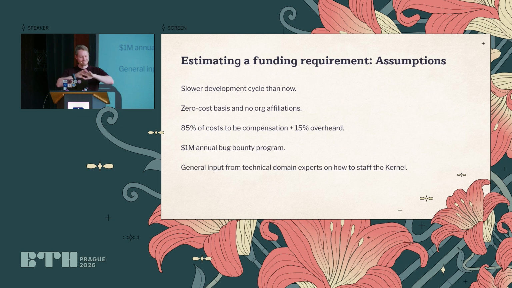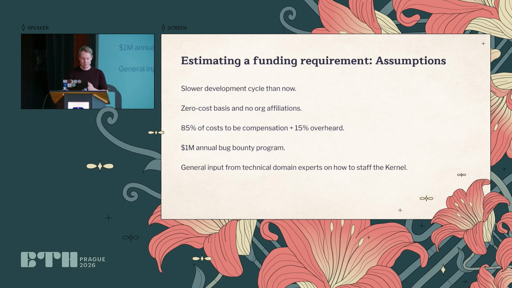I also assume we have zero cost basis, no org affiliations, no previous revenue, no previous tokens. We just start from zero and we try to map out what this thing is actually going to cost. And then we assume that we're running a lean operation here. We're not spending too much on lawyers and all kinds of things. So we have 85% of the cost going directly to compensation and a 15% overhead, which is quite in line with various developer-heavy organizations. We have a $1 million annual bug bounty program as well.